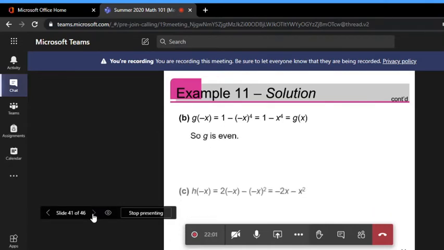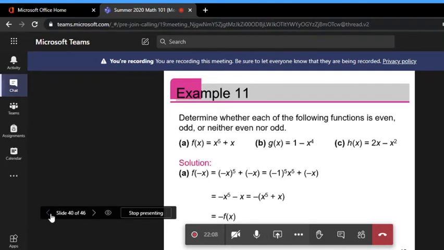Okay, g is even. Let's check h. What was h? H was 2x minus x squared. Let's go back to the answer.